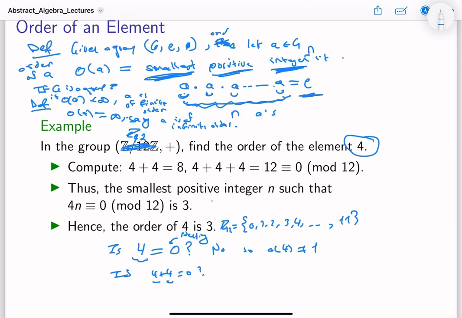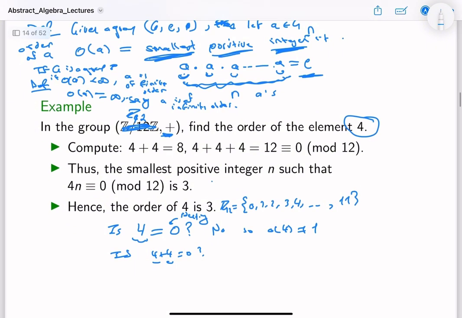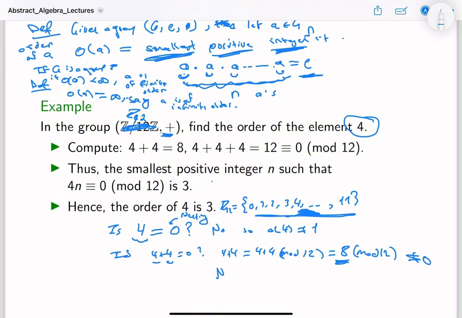Well, 4 plus 4, remember the operation here is like you take the sum and then you reduce modulo 12, right? So is 4 plus 4 equal to 0? Well, 4 plus 4 is 8 modulo 12. But remember, taking modulo 12 means take away multiples of 12, but there is no multiple of 12 here, because we can't reduce elements that are less than 12 anymore. So this is not 0 actually, and thus no, the order of 4 is not 2.